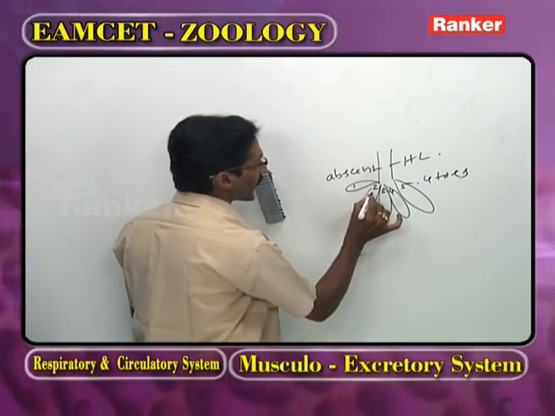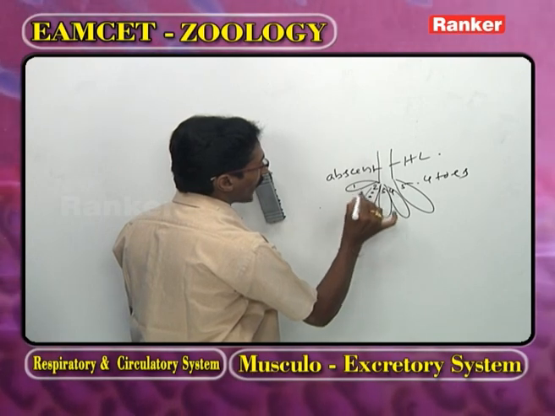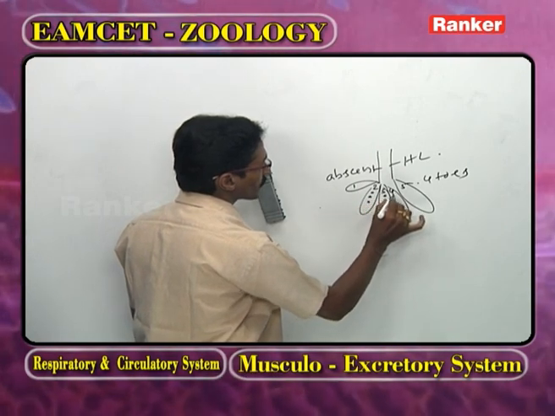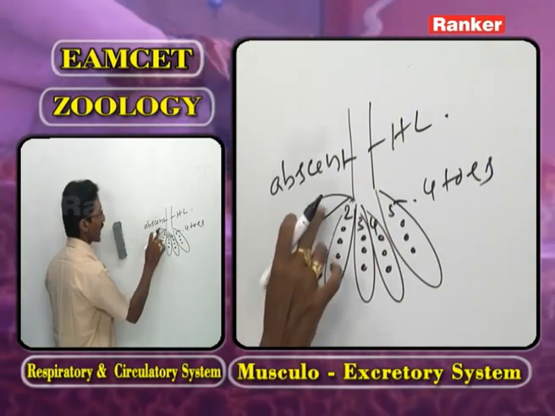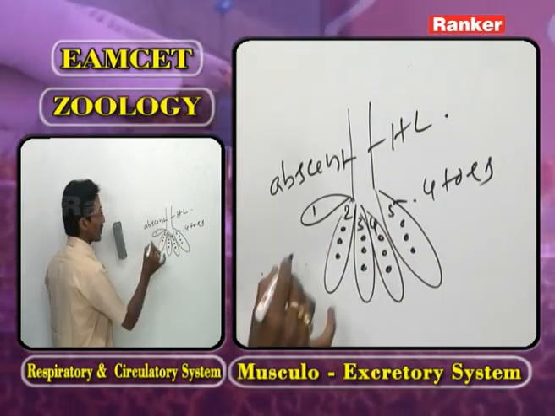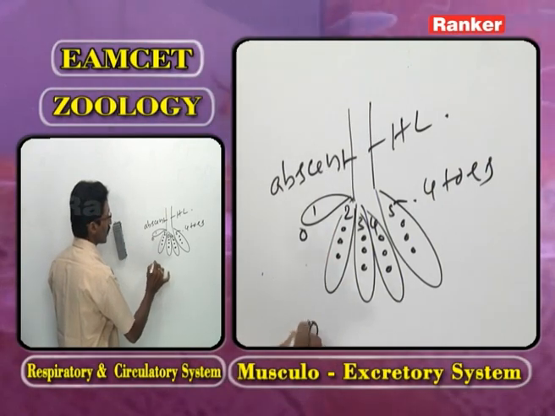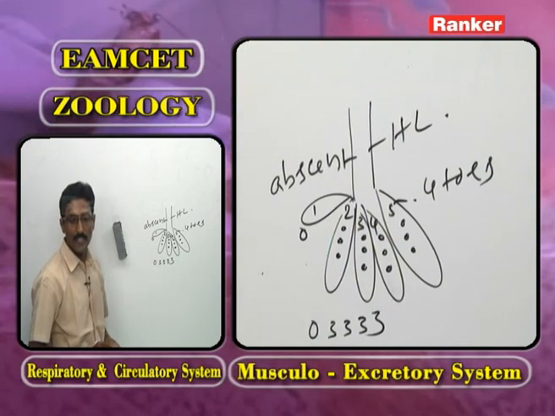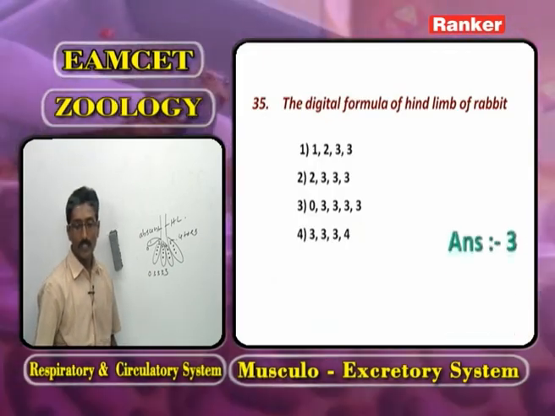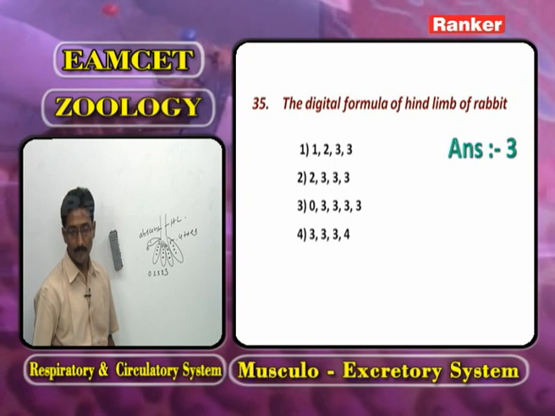Now, in each toe, how many phalanges? 3, 3, 3, 3, 3. Here, this toe is absent. So, 0, 0, 3, 3, 3, 3. Now, what is the answer? Now, we go for the next question.